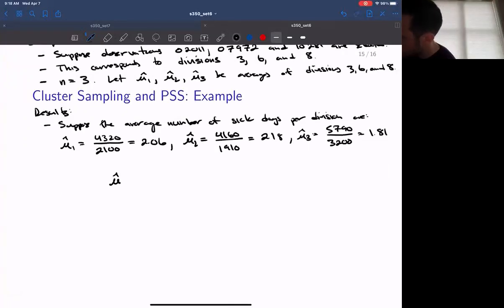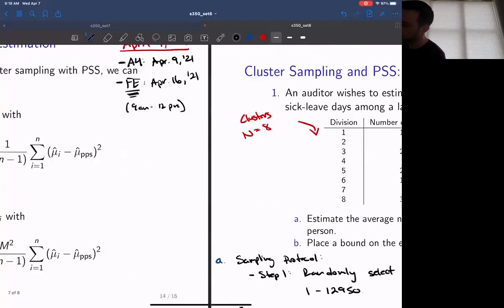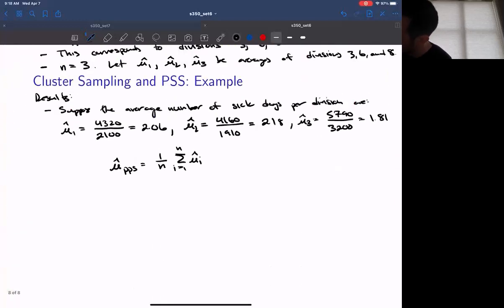So then we would have mu hat PPS is equal to 1 over little n multiplied by the sum from i equals 1 to n of each mu hat i. We can see pretty clearly that this is just the average of the 3 means, which is equal to 2.02.